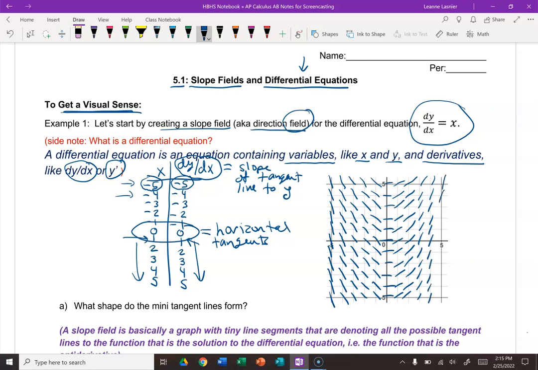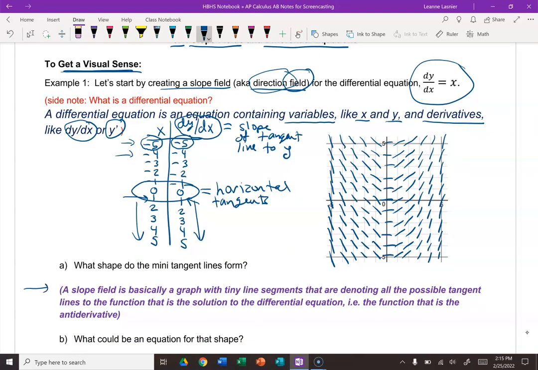And then 5 would be my steepest in this set of slopes. Okay, so what we've created here is a field, a direction field, showing me all the different possible tangent lines to all the different possible solutions to this differential equation. And so that's what a slope field is basically.